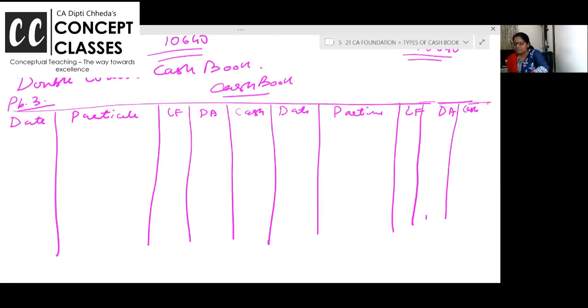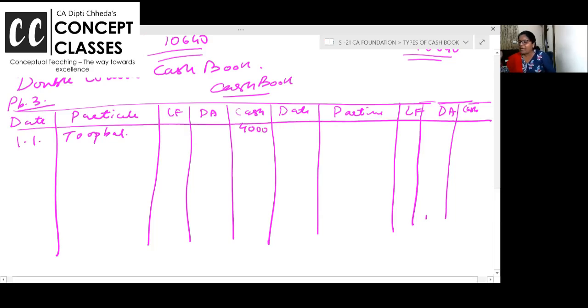Shall we start together? Just go on reading the problem and posting the entries. Opening balance on 1st of January for the cash is 4,000. 6th of January, some purchases you are doing. So by purchase, purchase account debit, cash is going out here.